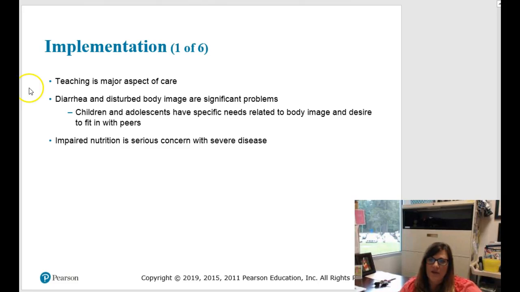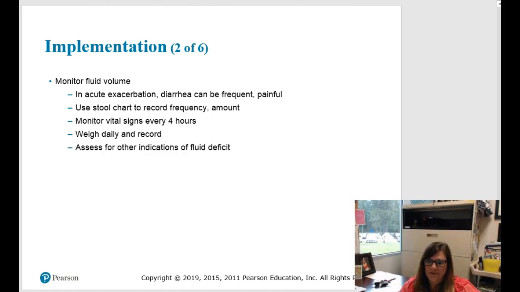Diarrhea is a problem, and so disturbed body image is also a problem. And especially children and adolescents have special needs because of the body image part. Can you even imagine having to be at school and having more than 6 bloody stools a day? That would be awful. So that's obviously a big problem. And of course, nutrition comes right along with that.